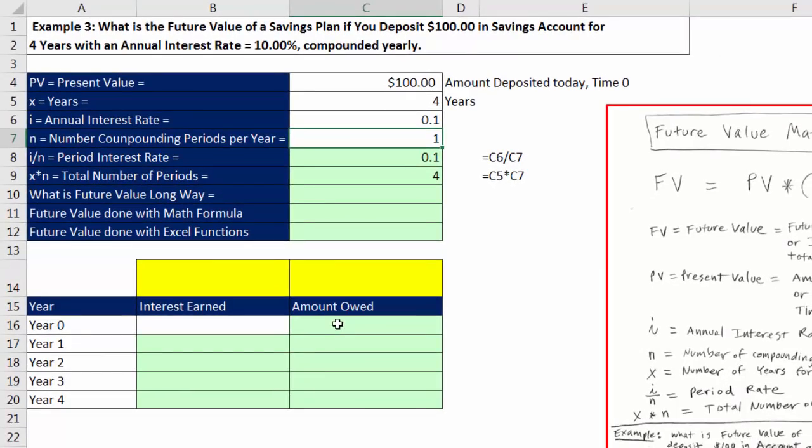Now, future value the long way. Well, let's do this one last time the long way. Year 0, how much did we put in the account? Equals, well, that $100 and enter. Now we want to calculate the interest.